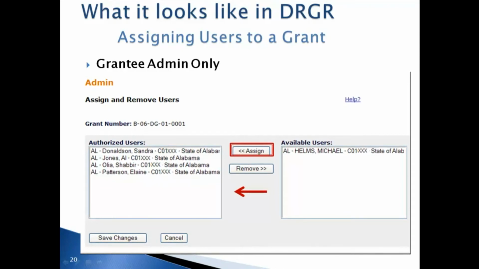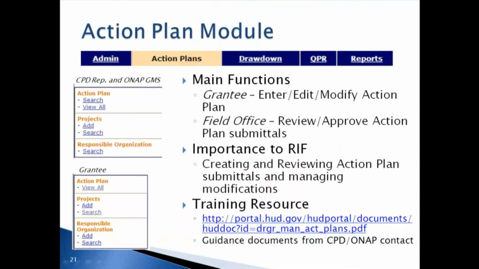Grantees utilize the Action Plan module to enter, edit, and modify their action plan by laying out their projects and activities. Grantee users can also search and add responsible organizations. Proper setup of the action plan is key to reporting accurately in DRGR and drawing down funds correctly.